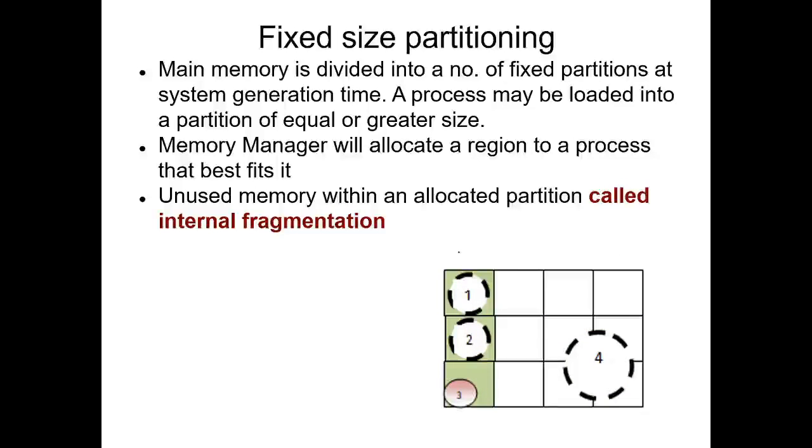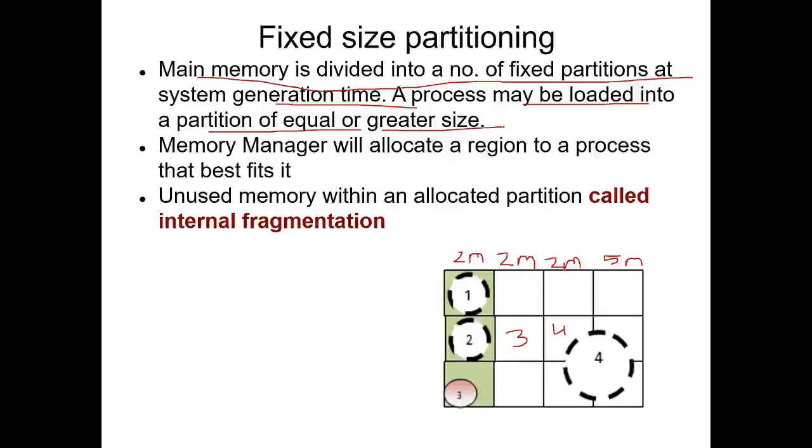These blocks are of fixed size like 2 MB. Most of the blocks you can find are of fixed size like 2 MB. You can also find these partitions of unequal size, meaning some blocks are 5 MB, some are 4 MB, some are 3 MB. Unequal size, but these blocks are fixed. You cannot change them. So main memory is divided into a number of fixed partitions at system generation time. A process may be loaded into equal partitions.